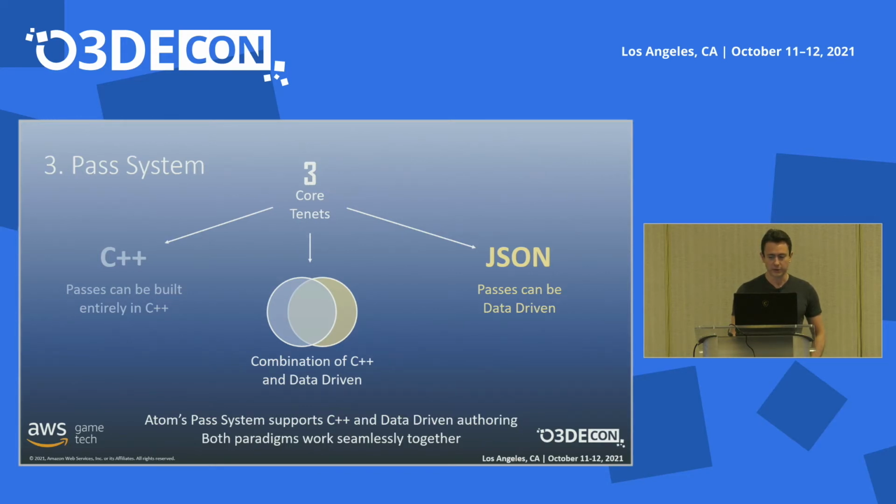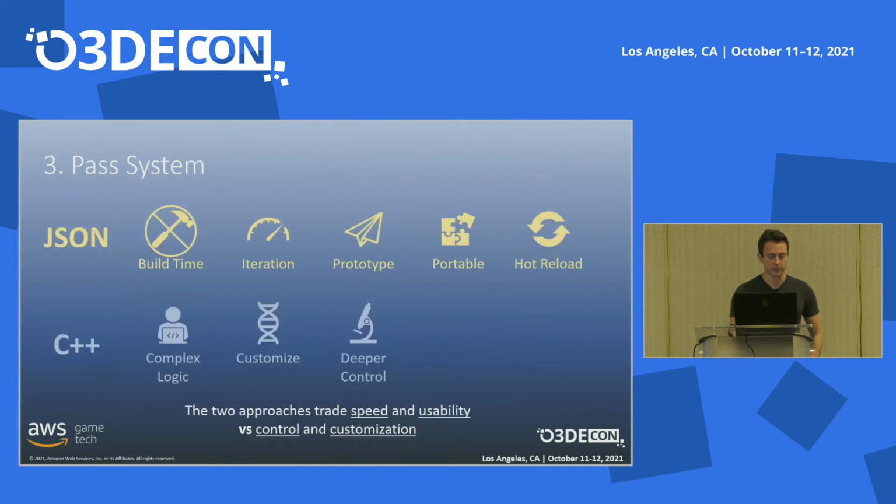So why the separation? Well, because both approaches are good at different things. JSON has no build times. This means the iteration process is very fast. This leads to easy prototyping, and it also leads to easier and more portable code that you don't have to merge or recompile. And the JSON files can be hot reloaded, meaning we can reload the entire render pipeline at runtime without having to shut down the engine.